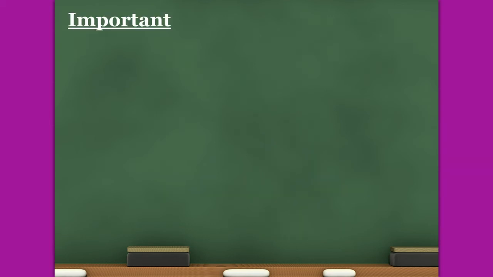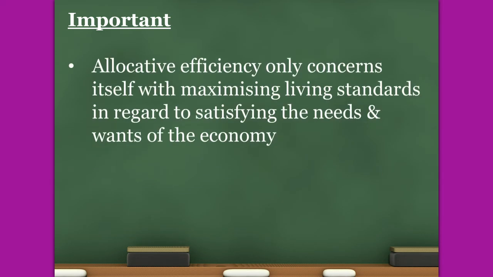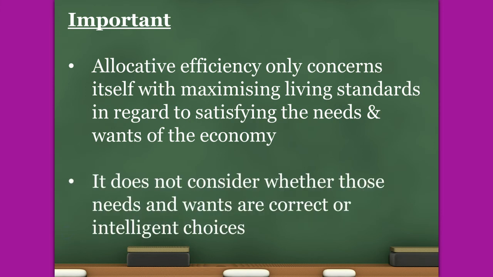Okay, here's an important point that I think is an allocative that you really should know. Allocative efficiency concerns itself with maximising living standards. So what they're doing is they're saying that whatever the needs and wants of our economy is, we're going to satisfy those using our resources in the best possible way. That sounds simple, but here's the important point. It does not look at whether those choices are wrong or right or correct or even intelligent.